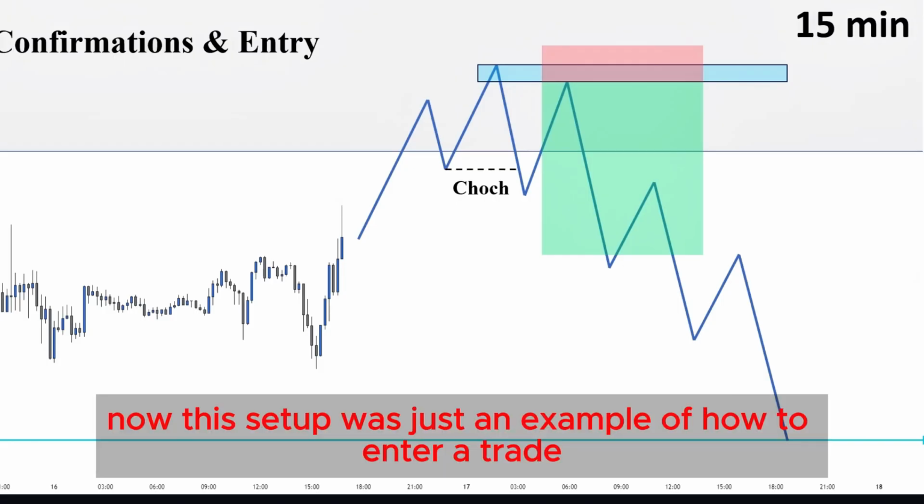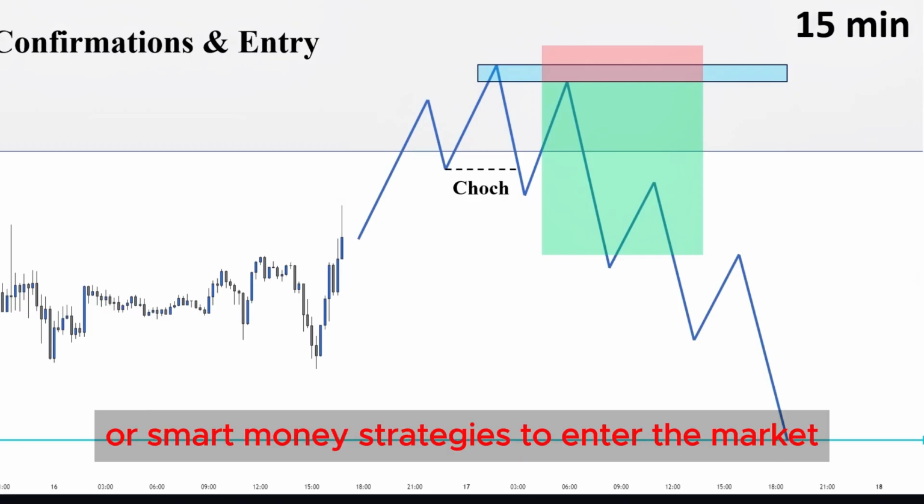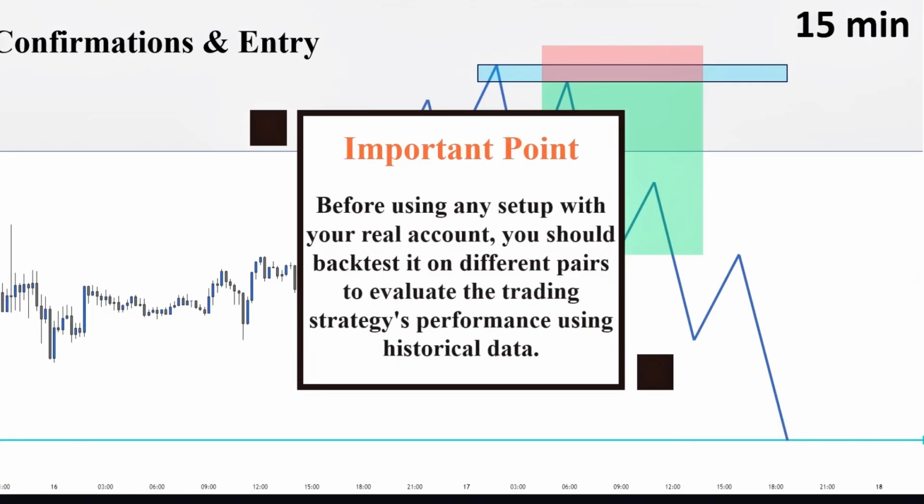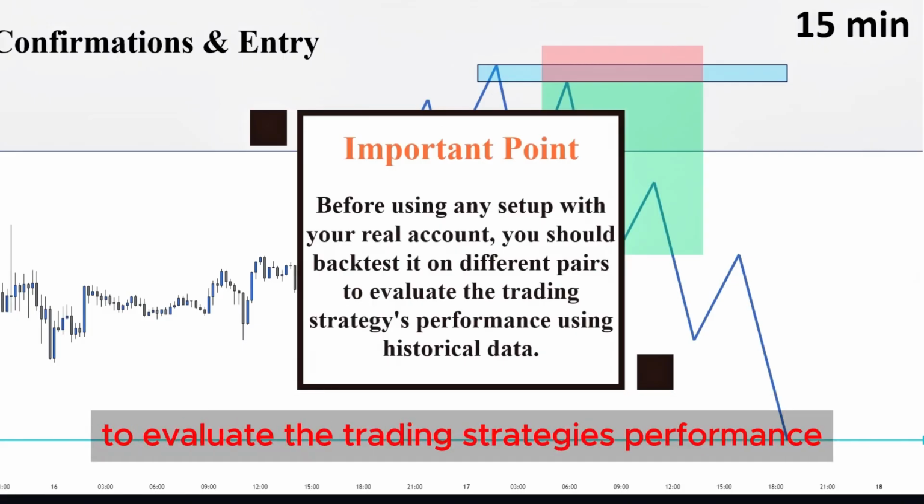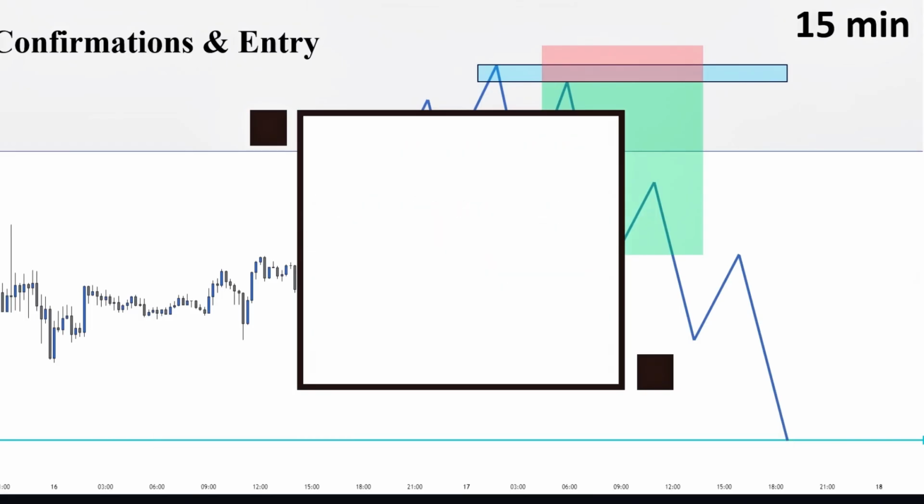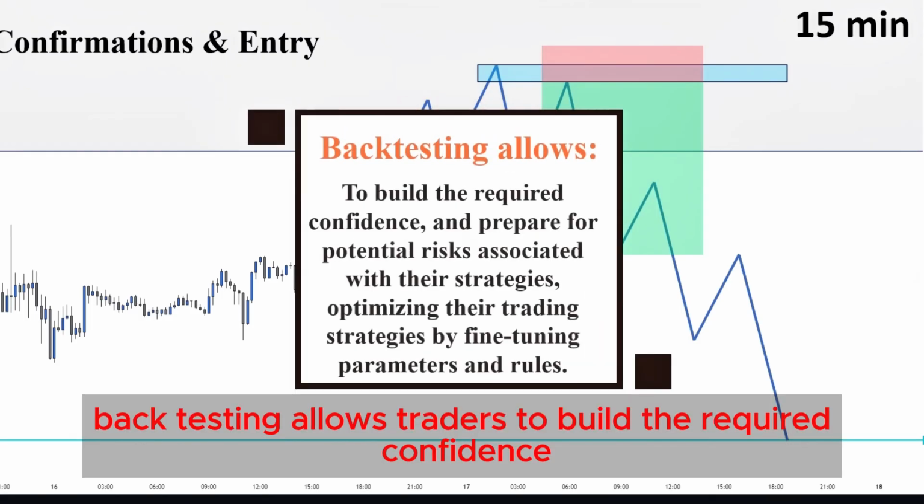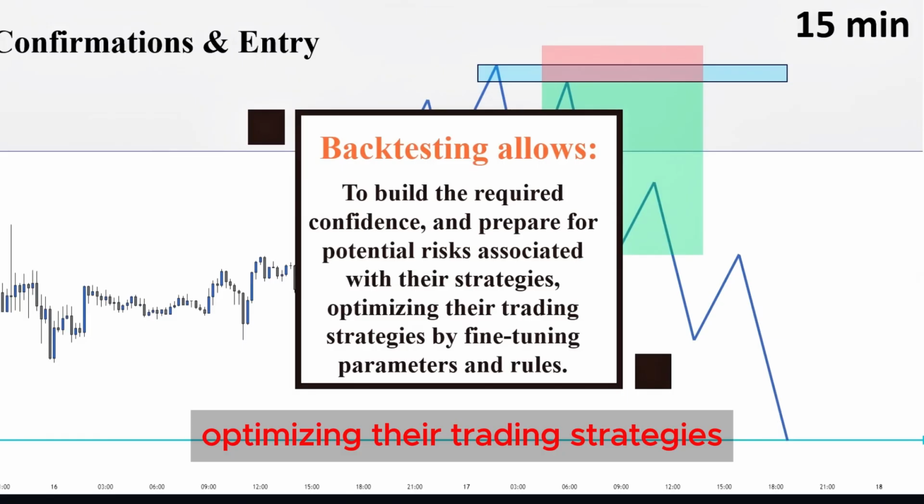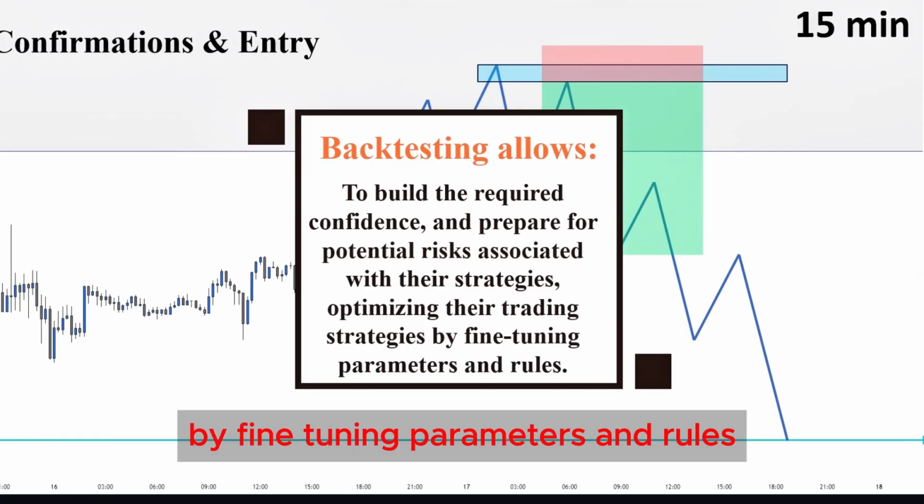Now this setup was just an example of how to enter a trade, and you could use multiple price actions or smart money strategies to enter the market. But remember, before using any setup with your real account, you should backtest it on different pairs to evaluate the trading strategy's performance using historical data. Backtesting allows traders to build the required confidence and prepare for potential risks associated with their strategies, optimizing their trading strategies by fine-tuning parameters and rules.